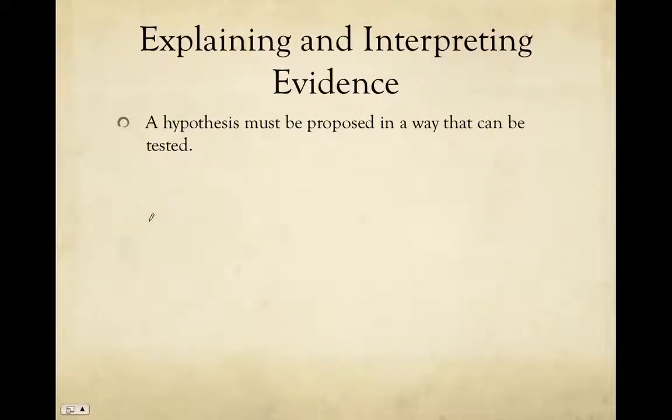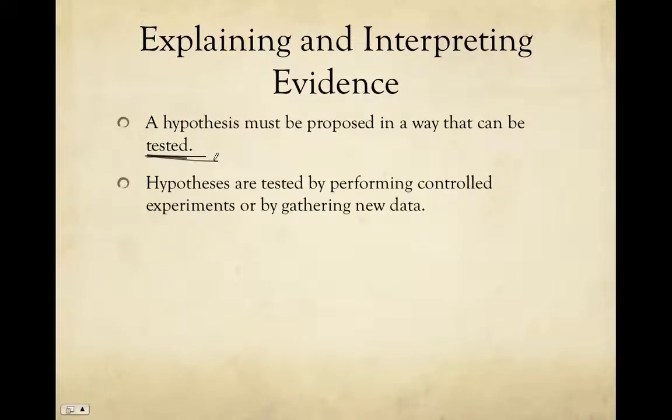And so a hypothesis is proposed, but in science, you must be able to test it. So a hypothesis must be tested. And so what we do in order to do this, and we'll go in more detail later, is we perform controlled experiments in order to gather new data. That's how we are going to test hypotheses.